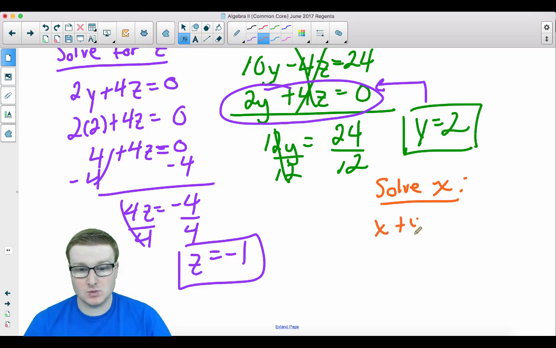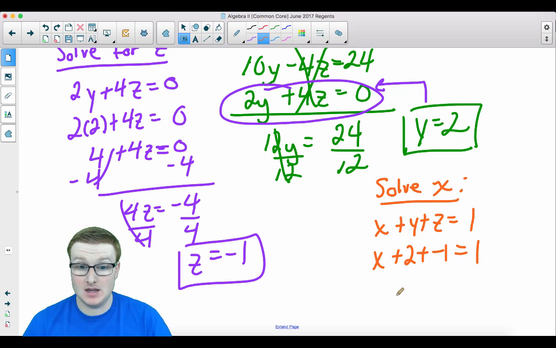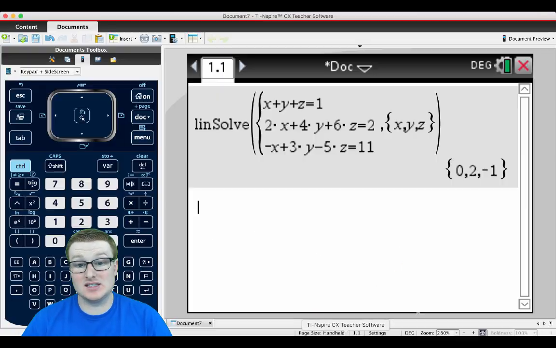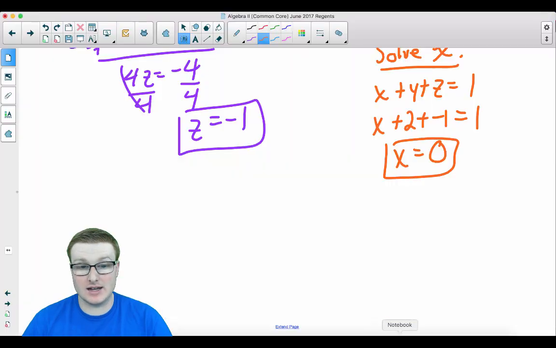So we have x plus y plus z equals 1. We are trying to find x. We have the y, it's plus 2. We have the z, it's plus a negative 1. That equals 1. So you have x equals, let's see, 2 minus 1 is 1. Move that 1 to both sides. We get x equals 0. And that, ladies and gentlemen, is the answer because, again, shown on our calculator, we got it right.